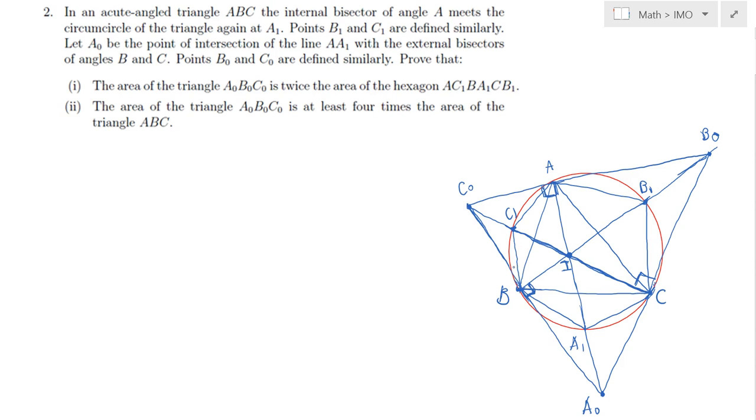Now we need to prove two results. Let's start with the first one. We need to show that the area of this big triangle A0 B0 C0 is twice the area of this hexagon inside the circumcircle, inscribed in the circumcircle. This is a direct consequence of the incenter-excenter lemma, also known as Evan Chen's fact 5.